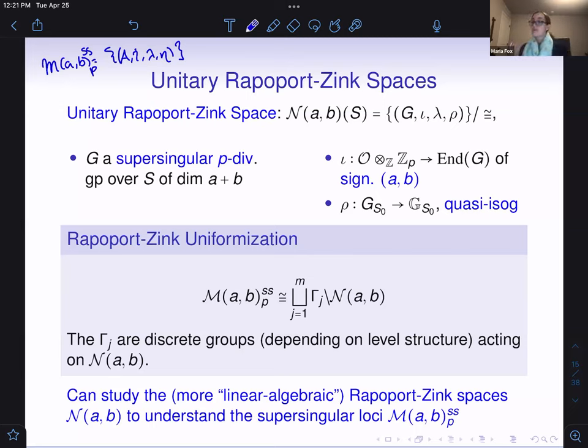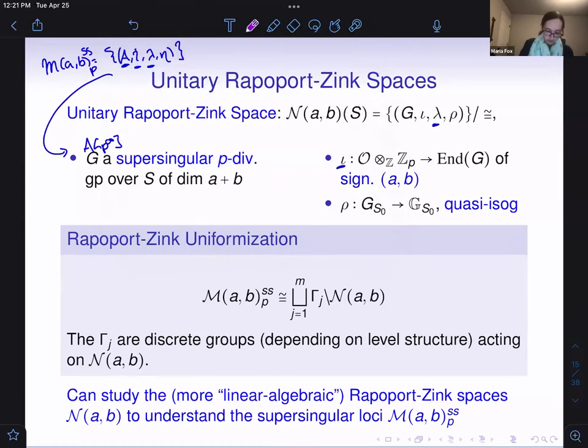We talked about the p-divisible group as cutting out the Newton strata. And the Rapoport-Zink space is what you get when you replace all your abelian varieties with their p-divisible groups and their induced structure. So take our abelian variety, it's of dimension a plus b, replace it with its p-divisible group, and we get a p-divisible group of dimension a plus b. It's supersingular because we are assuming A is supersingular. We had an action on our abelian variety, so now we have an action on our p-divisible group. We had our polarization on our abelian variety, so now we have an induced polarization on the p-divisible group.